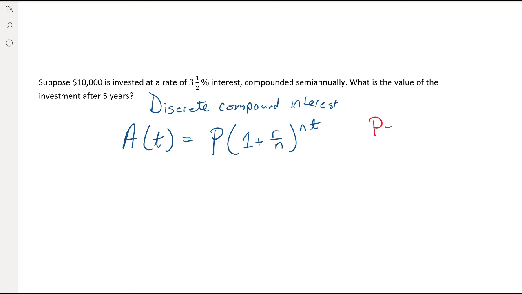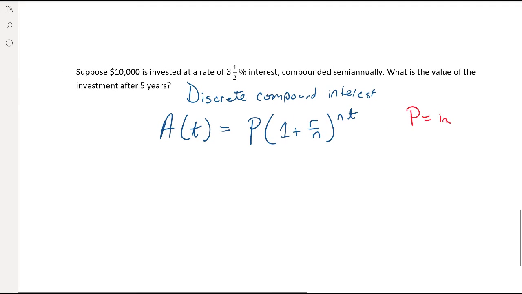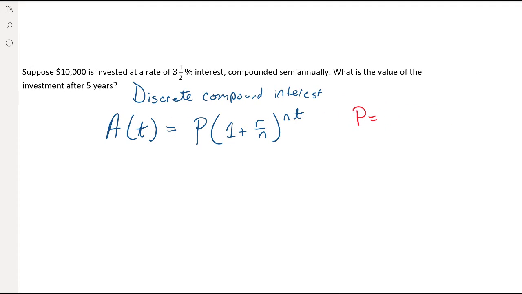So what is P? P stands for your principal. In our example here, it's going to represent the initial amount, the initial deposit. That's what P represents. R represents your interest rate. And please keep in mind, always write your interest rate. It's given to you as a percent. Always write it as a decimal.